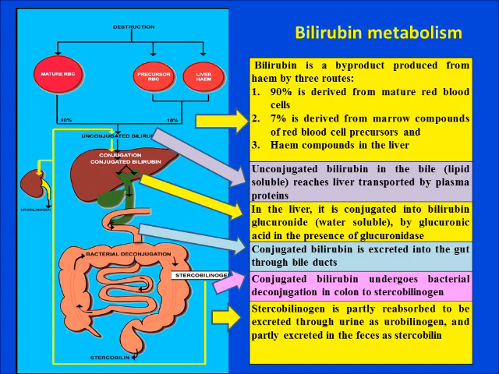compounds in the liver. Unconjugated bilirubin in the blood reaches the liver transported by plasma proteins. In the liver, it is conjugated into bilirubin glucuronide as a water-soluble compound by glucuronic acid in the presence of glucuronidase. The conjugated bilirubin from the liver is excreted into the gut through the bile ducts. The conjugated bilirubin undergoes bacterial deconjugation in the colon to stercobilinogen. Stercobilinogen is partly reabsorbed to be excreted through the urine as urobilinogen and partly excreted in the feces as stercobilin.